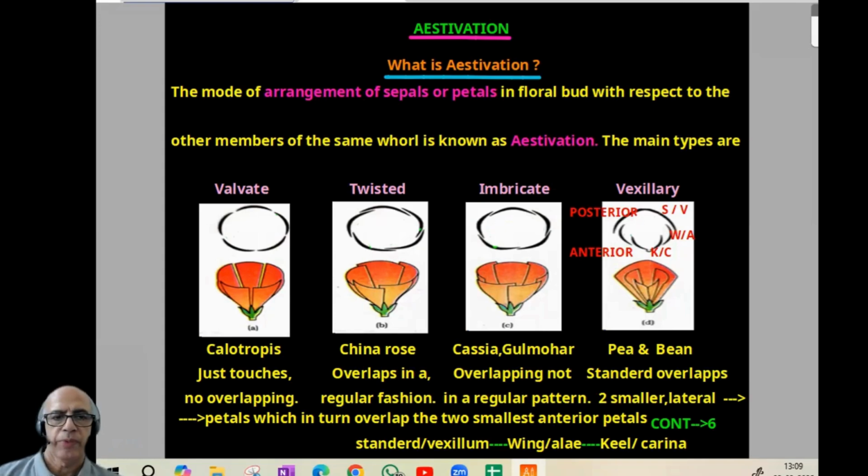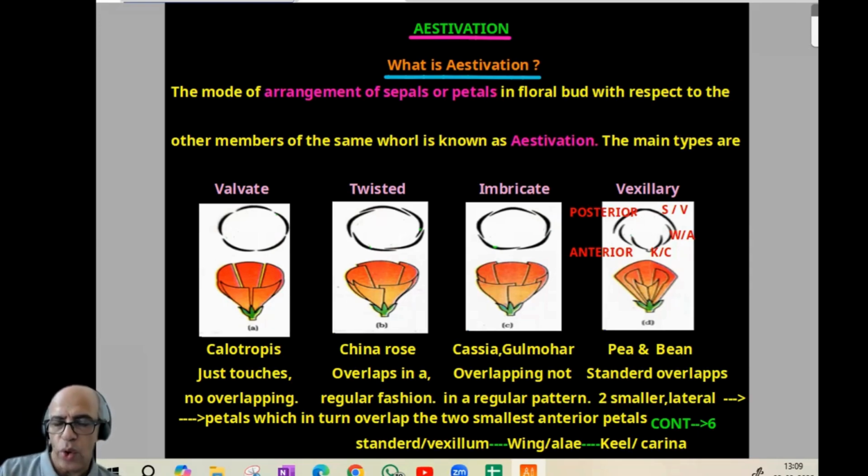So very easy. So one is valvate. Typical example is calotropis. From the diagram you can find they just touch, no touching indirectly, and no overlapping. Just touches, no fusion, nothing. Example is calotropis. Next is twisted. So you can find a kind of turning appearance. One part is completely outside, one part is completely inside. In a regular fashion, it proceeds as in China rose, overlaps in a regular fashion. China rose means hibiscus.